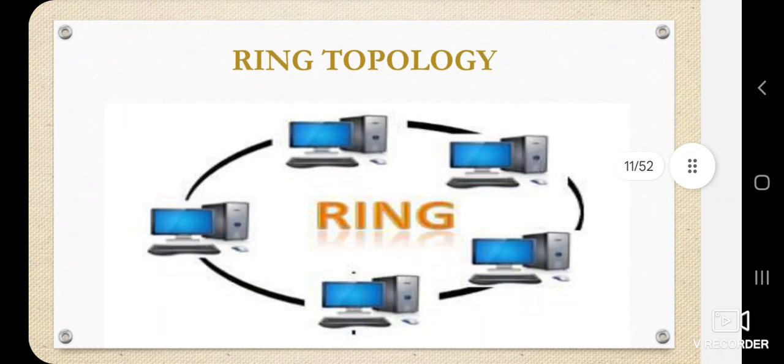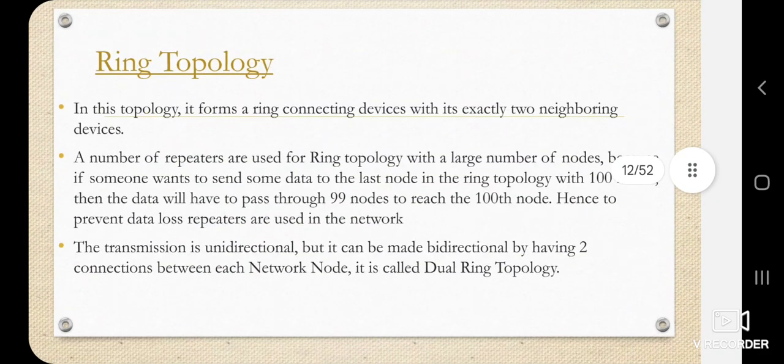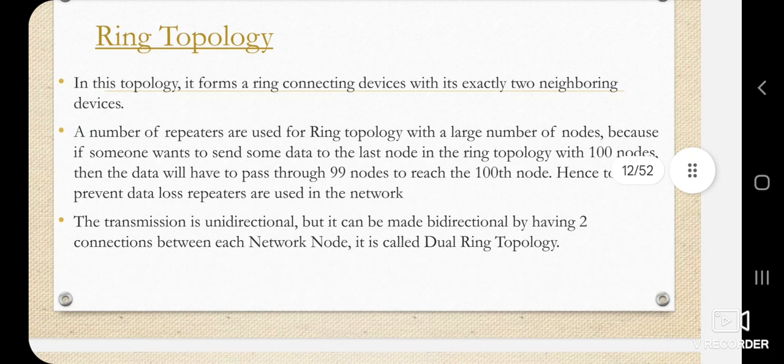The next is the ring topology. In this topology, it forms a ring connecting devices with exactly two neighboring devices. A number of repeaters are used for ring topology with a large number of nodes, because if someone wants to send some data to the last node in a ring topology with 100 nodes, then the data will have to pass through 99 nodes to reach the 100th node. Hence, to prevent data loss, repeaters are used in the network.